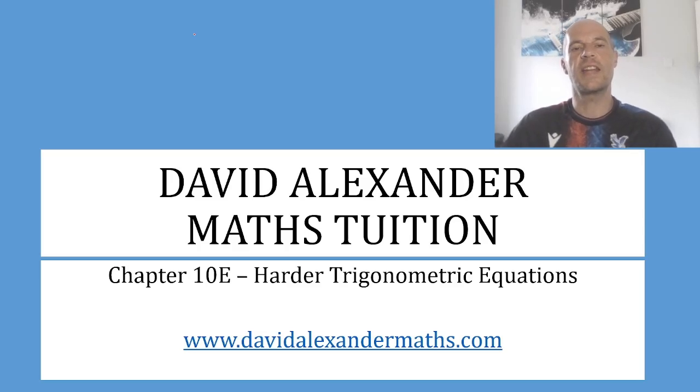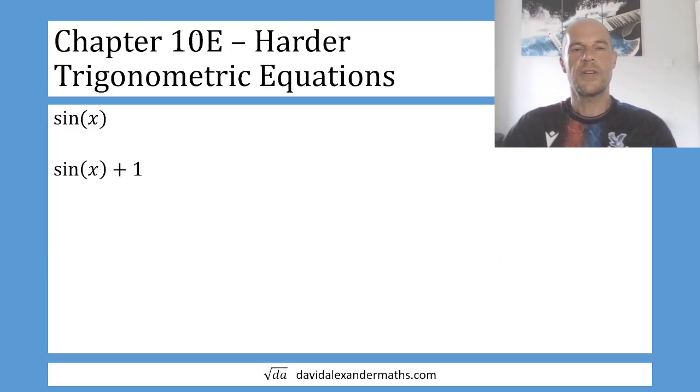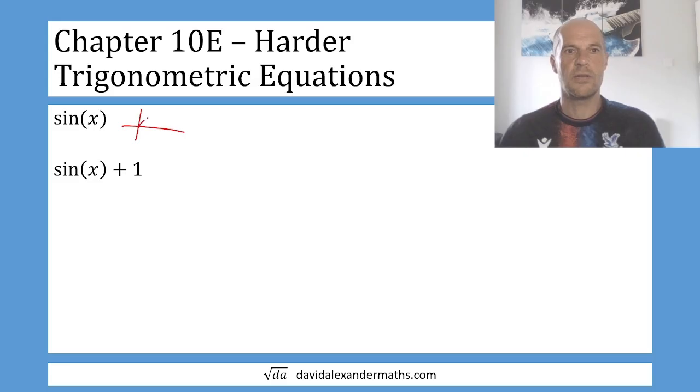This is chapter 10e, harder trigonometric equations. First of all, we just need to make sure we're okay with some of the basics. Hopefully we can draw the graph y equals sine of x, which would look something like that between 0 and 360 degrees. So what is sine of x plus 1?